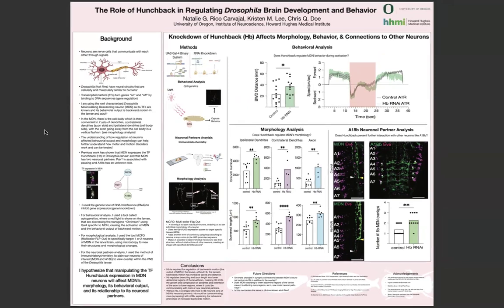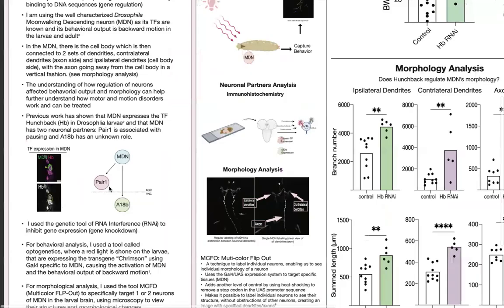And this is very crucial because understanding how the regulation of neurons affects behavioral output and morphology can help further understand motor neurons in general and also motor disorders, how they work, and how they could possibly be treated in humans later on. So, previous work has shown that MDN expresses the transcription factor hunchback in the Drosophila larvae and the adult, and that the moonwalking descending neuron has two neuronal partners, pair 1, which is associated with pausing, and A18B that has an unknown role, as you can see here.